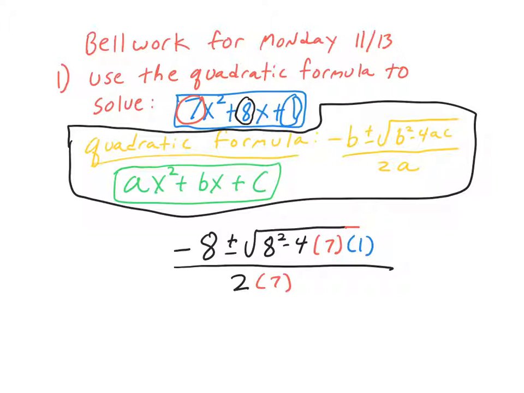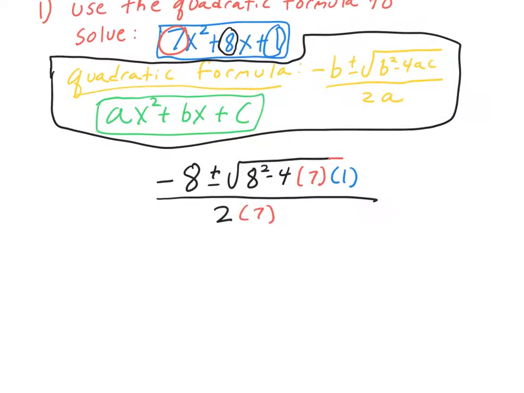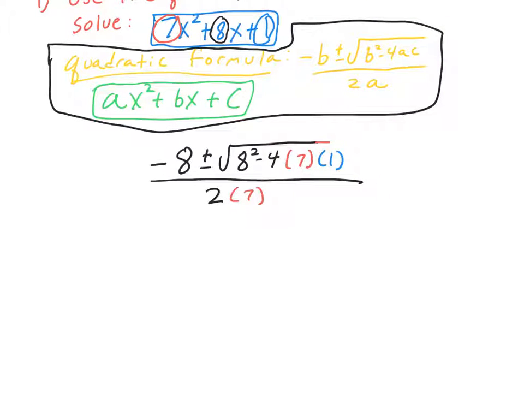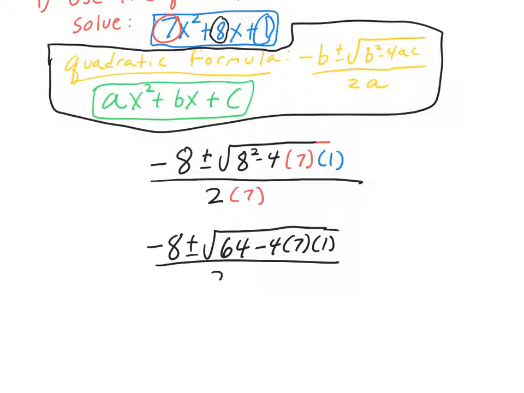And then we just have to do the arithmetic. So we get, let's see, we'd get negative 8 plus or minus square root, and we'd do exponents first. So 8 squared is 64, 8 times 8. And then it's minus 4 times 7 times 1. And then it's over 2 times 7.